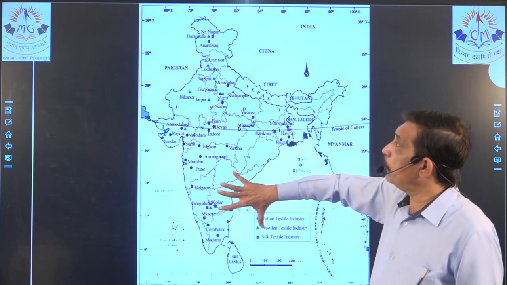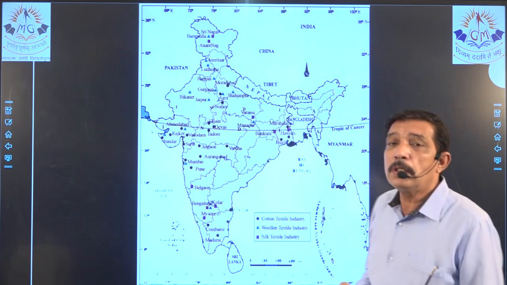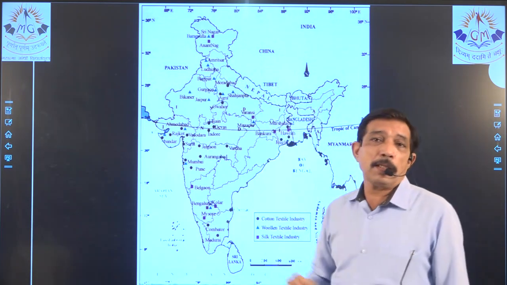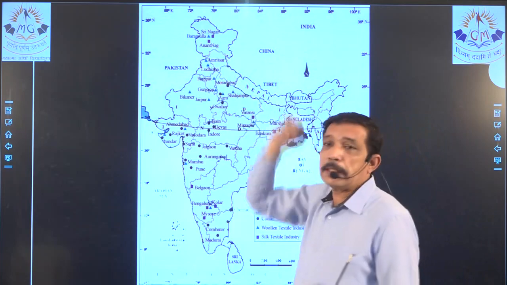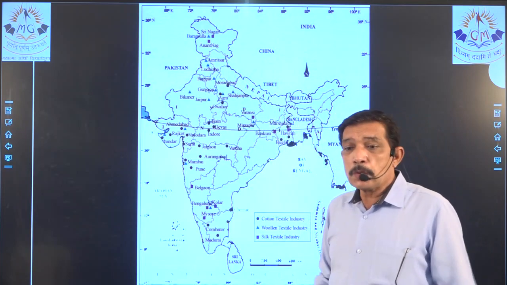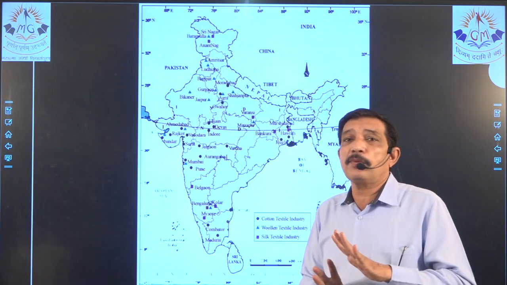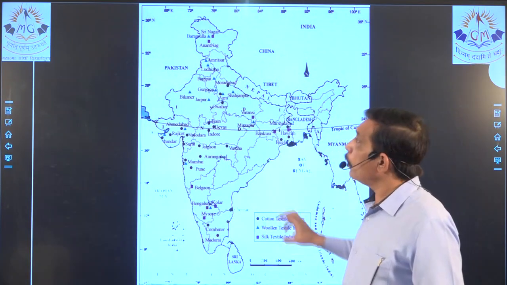At the same time, the available space with you is already covered up, but the northernmost part of India is not covered up. We have silk textile industry over there also. So 4 clear markings will be there on the map, right? And your map will not look dirty. So we have lots of options.